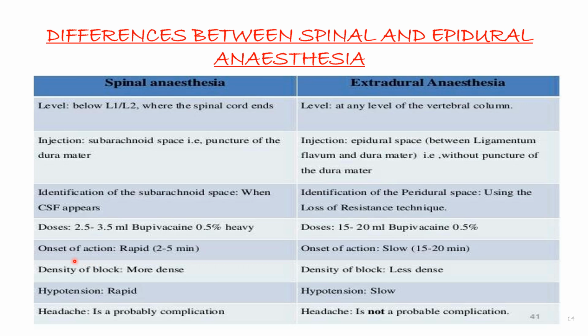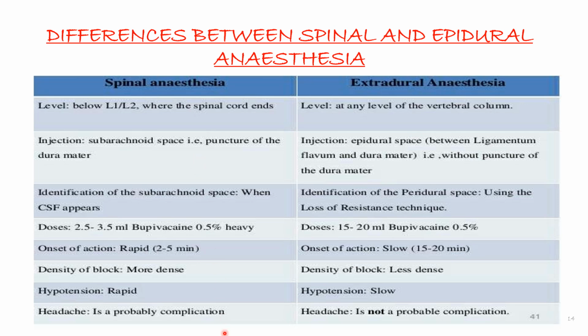The identification of the subarachnoid space in spinal anesthesia is when you see CSF appearing, whereas for the epidural space, you identify it using the loss of resistance technique. The dose of spinal anesthesia is usually less, that is 2.5 to 3.5 ml of bupivacaine, whereas in extradural or epidural, the dose is usually 15 to 20 ml of bupivacaine.